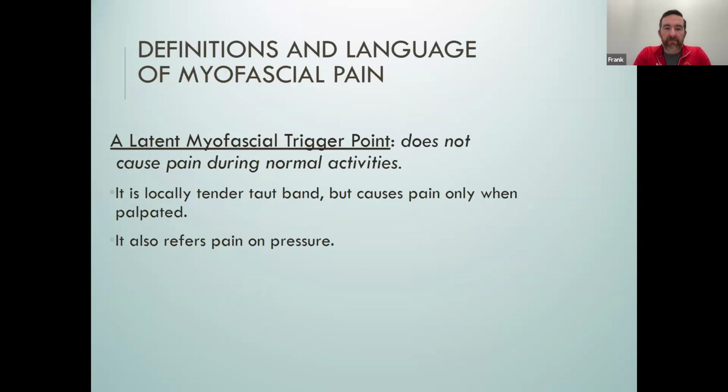So as you mentioned, the latent trigger point doesn't cause any pain during normal activities. It's tender when you touch on it, but otherwise it is fine at rest. The one thing, it can also refer pain. So hey, if you push on that infraspinatus latent trigger point, you could get some referral of pain, maybe centrally to the thoracic spine, or even maybe out along the deltoid or along that C5 pathway potentially.